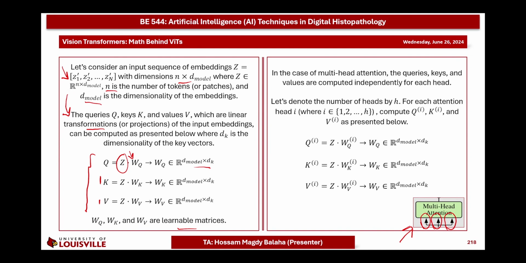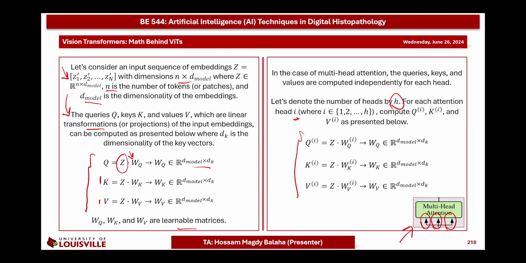And if we have multi-head attention, as mentioned, we have parallel heads. This means each Q, K, and V is computed independently for each head. Now, if we have multiple heads denoted by h, then for each attention head i from 1 to h, you are required to compute Q, K, and V for each of them. So if you have 5 heads, you will obtain 5 Q's, 5 K's, and 5 V's.